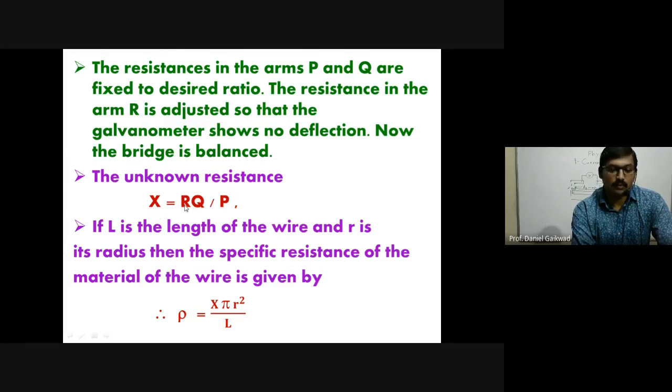This is the formula for finding X. We know the values of Q, P and R from the resistance box. By using that formula, we can find the unknown resistance. And if you have to find the resistivity of the material, then we have the formula rho is equal to X pi r square divided by L. We already learned this in 11th standard: resistivity rho is equal to the unknown resistance X times area pi r square divided by length. r is the radius of the wire and L is the length of the wire, if we have taken the unknown resistance in the shape of a wire like this.